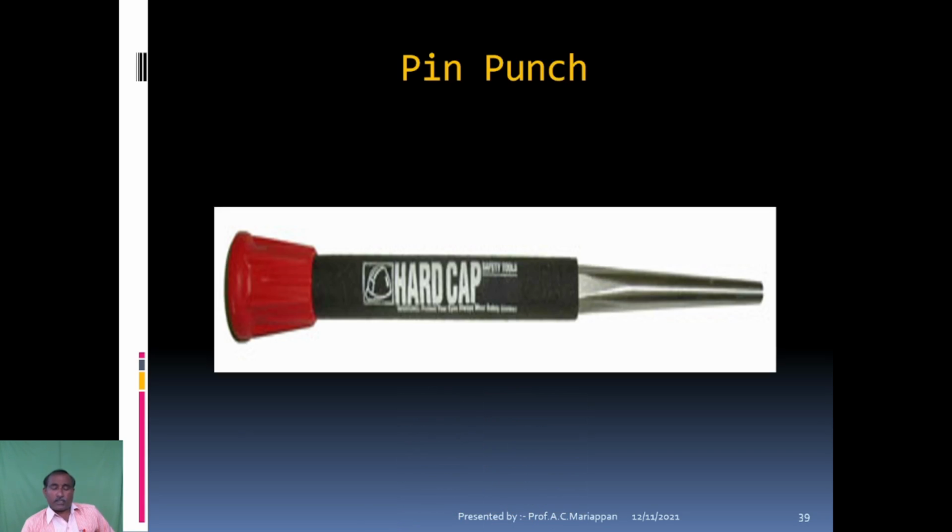That pin punch you can see in the pictures. Usually the pin punch is used for making holes on sheet metals or leather or wearing belts. The holes can also be prepared by means of a punch.